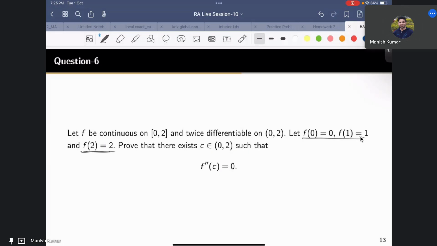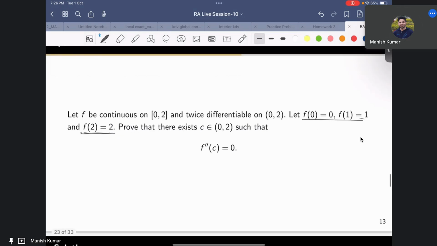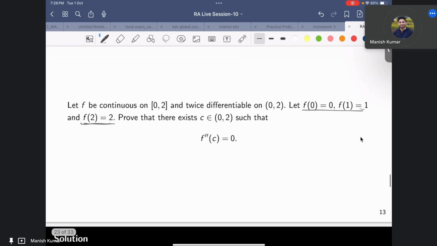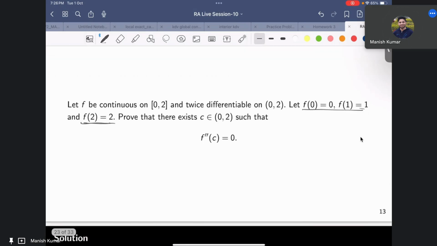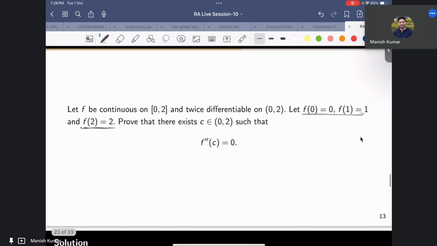Whenever you see this kind of problem, where you have been given that it is continuous on the closed interval and differentiable on the open interval, then you have to understand that maybe you can solve this problem using some mean value theorem, maybe Rolle's theorem or Lagrange's mean value theorem. Okay, so we'll try to solve that using Rolle's theorem, but you have to do a bit of change. So you have to use this fact also.